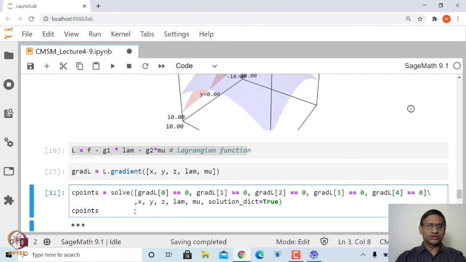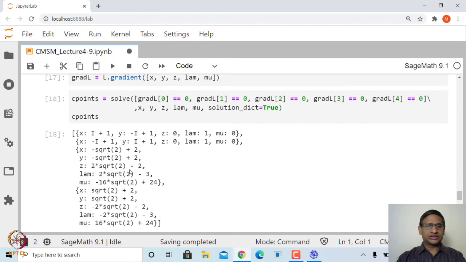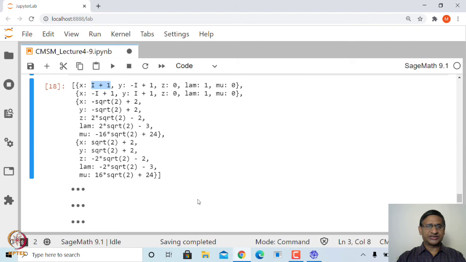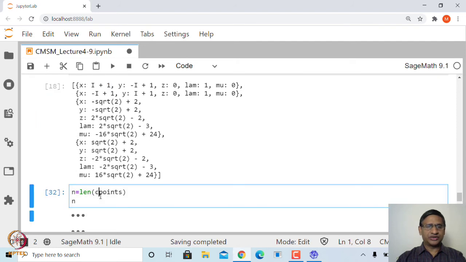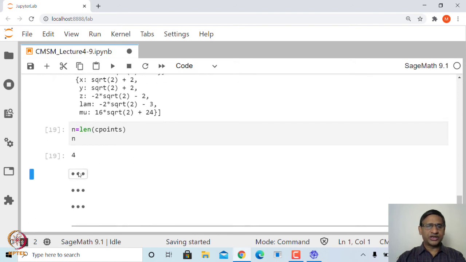So, these are the critical points, and if you go through this, there are some points which are not real. For example, the x value is 1 plus I, which is not real. So, we will not consider such points. We will consider only the solutions that are real. So, first let us find out how many solutions we have. We have 4 solutions in this case, but not all of them are real. So, we will extract only the real solutions.